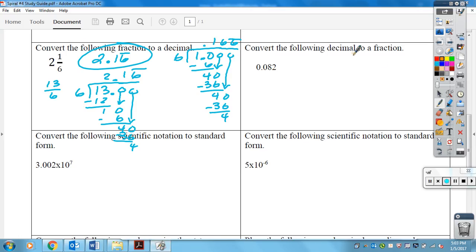Convert the following decimal to a fraction. Now this is a decimal to a fraction, not to a percent. You need to know how to read off the number. Tenths, hundredths, thousandths. This is 82 in the thousandths place, so it's 82 thousandths.